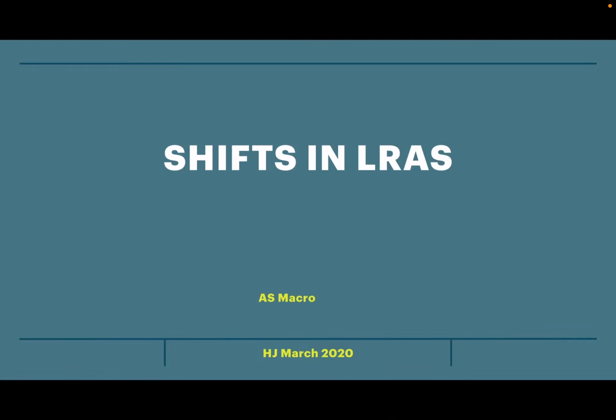So in this slideshow, we're looking at shifting the long run aggregate supply curve. Before you watch this, you need to have watched the slideshow on the long run aggregate supply curves, because there's two different long run aggregate supply curves, which I explain in that previous slideshow, and also the slideshow on shifting the short run aggregate supply curve.